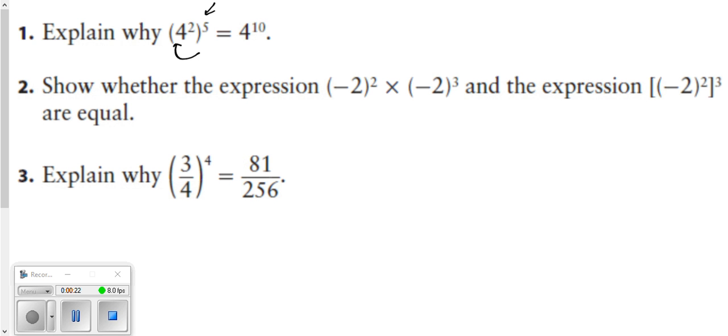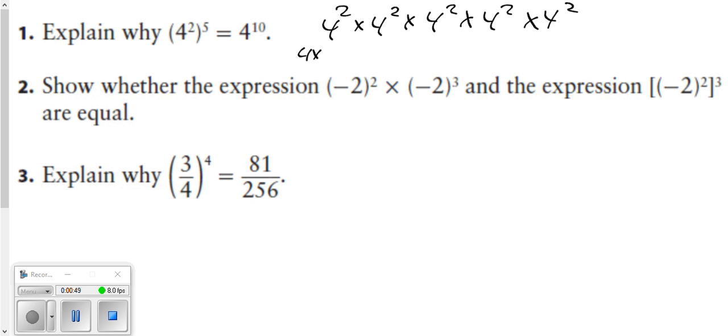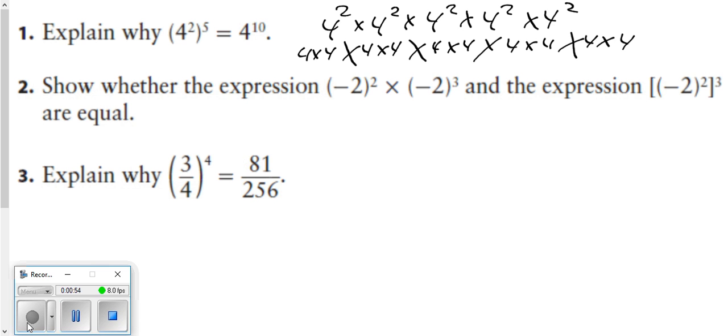Well, in order to understand that, you have to understand what an exponent of five means. You take the base, in this case defined by the brackets, and you multiply it by itself five times. Each of these 4 squared is 4 multiplied by itself twice, which is 4 multiplied by itself ten times, and you can then rewrite that as 4 to the power of 10.